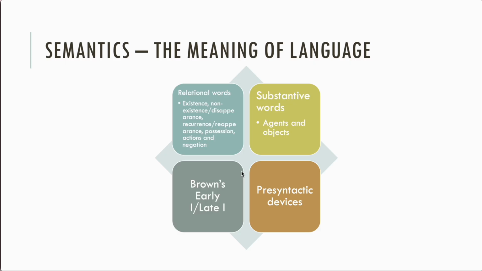Substantive words are words that are used to label concrete nouns, which, like the point we made in the previous slides, are the first words younger children produce. Substantive words can be composed of agents or objects. Agents are words that help describe who is doing an action, and objects refer to the receiver of said action. Brown's 14 grammatical morphemes for the stage can be categorized into early 1 and late 1.